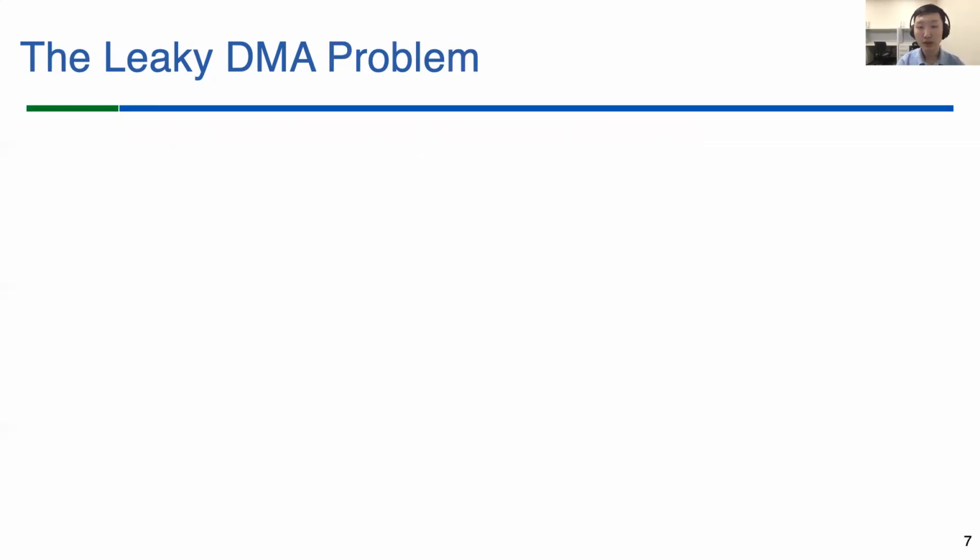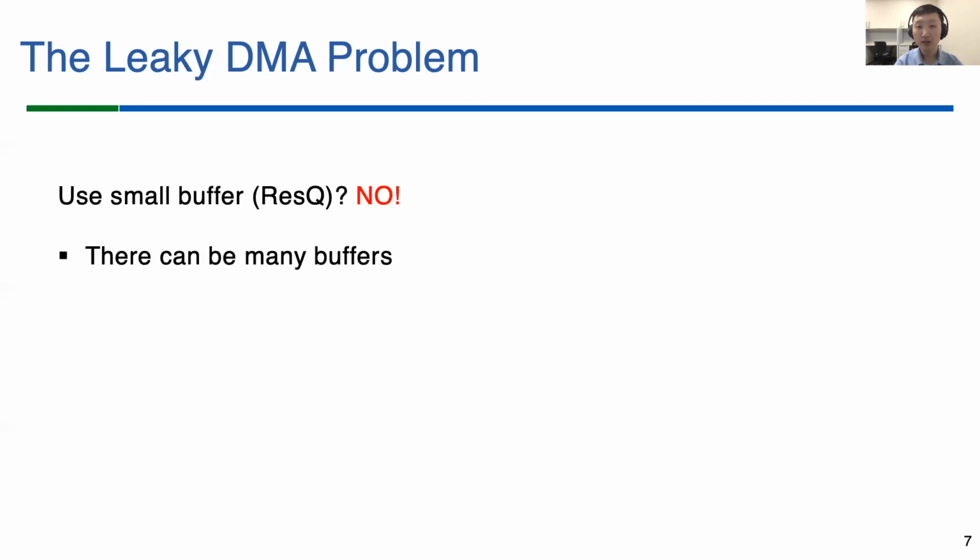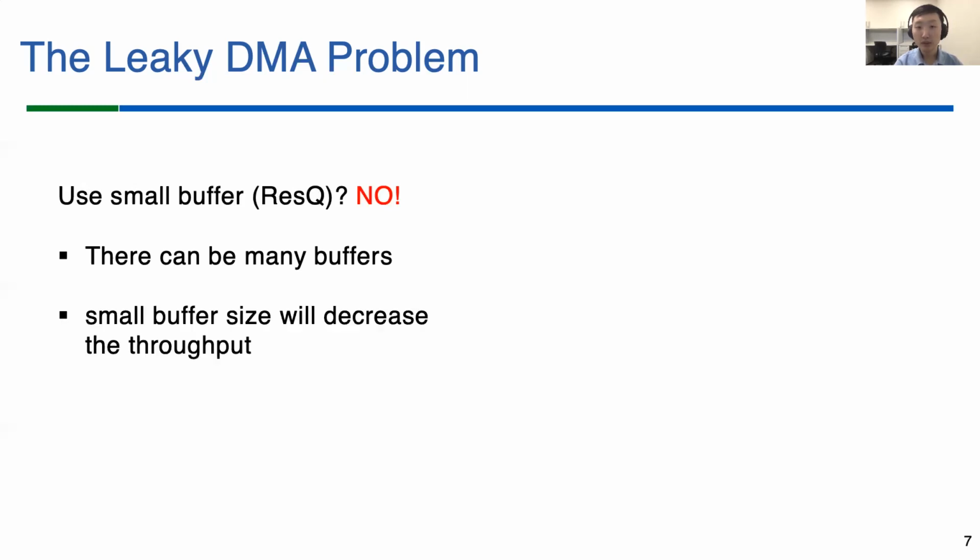So, how to solve this problem? The rescue work proposed a naive solution by simply using a small ring buffer. However, we argue that this solution does not work all the time. First, there can be many buffers on a single virtualized server for multiple tenants, and the total buffer size can add up to a large value. Second, small buffer size can hurt the performance.